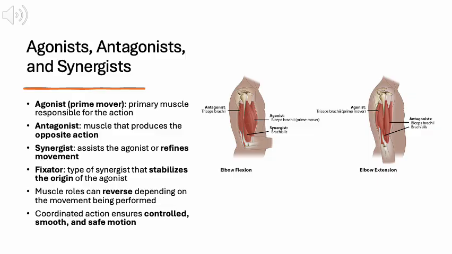Synergists assist agonists, adding extra force or refining motion, while a special type called a fixator stabilizes the origin of the agonist so that the movement is efficient. Roles aren't fixed. Depending on the movement, a muscle may act as an agonist in one case and as an antagonist in another. This coordinated interplay allows movements to be smooth and precise rather than jerky.